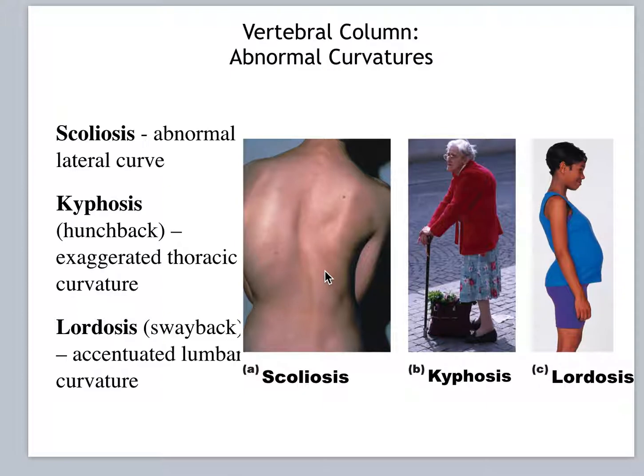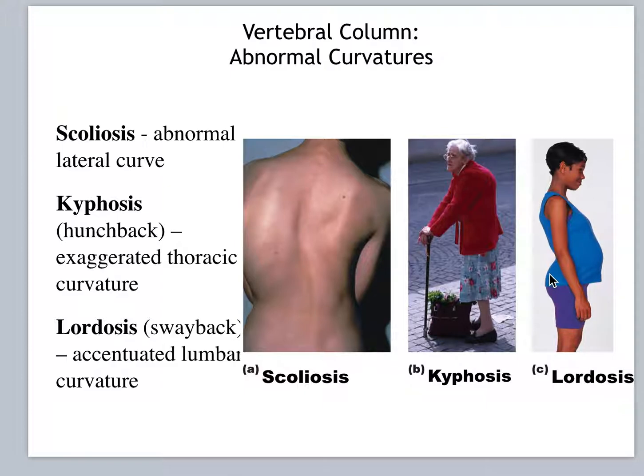Now, there's also some abnormal curvatures in the lateral view of the spine. There's kyphosis, which is exaggerated thoracic curvature. Normally, the thoracic has a curvature that's convex towards the posterior, and the kyphosis is exaggerated, kind of giving a hunchback appearance. And lordosis is when you have an exaggerated lumbar curvature.